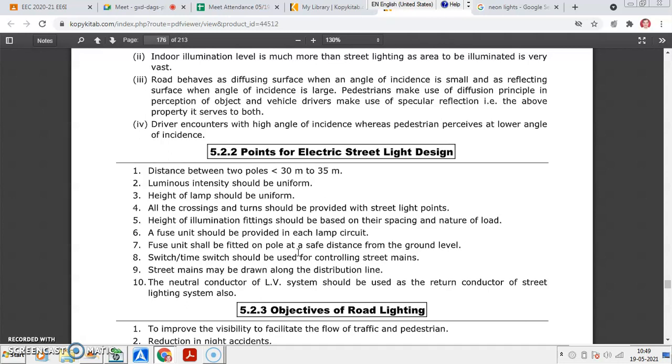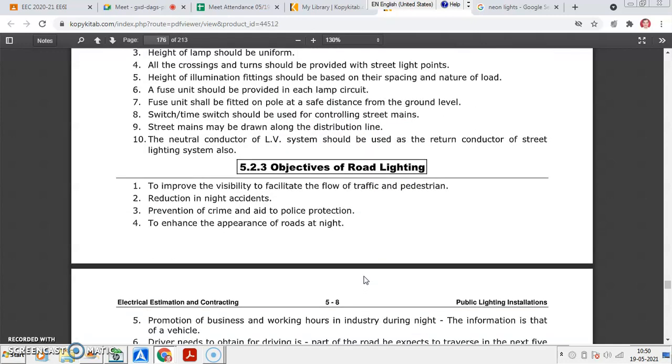Street mains may be drawn along with the distribution line, because if the distribution line itself comes along with the street lamps, then you must have the street main running separately. So you can have the provision of switching on and off from one particular place. The neutral conductor of the LV system should be used as the return conductor of the street lighting system, in the overhead case of street lights. Now, we have the objectives of road lighting.